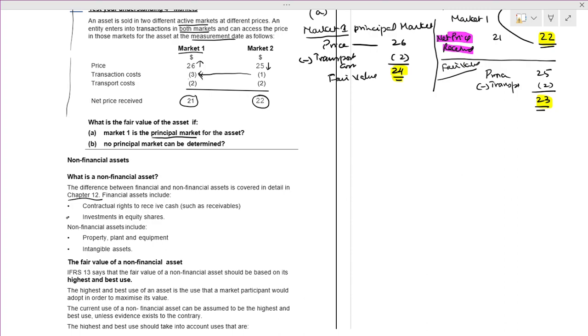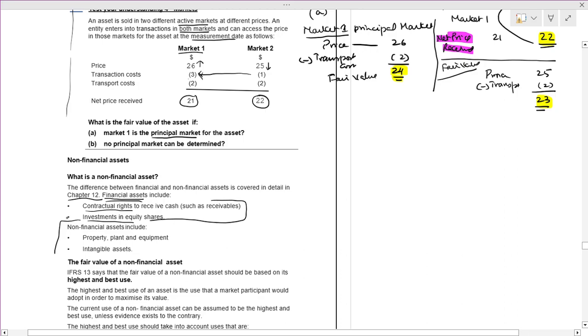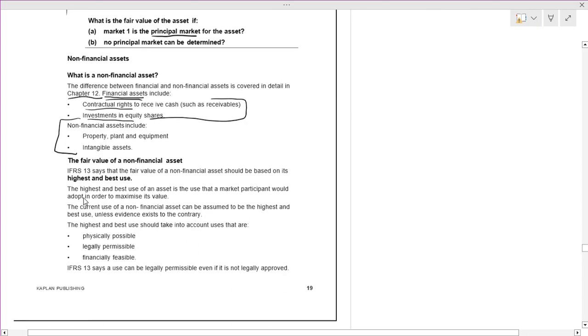What are the financial assets? You should have contractual rights, and you have investments in equity shares. These are the financial assets 1 and 2, and these are the non-financial assets. Non-financial assets should be based on the highest and best use: physically possible, legally permissible, financially feasible.